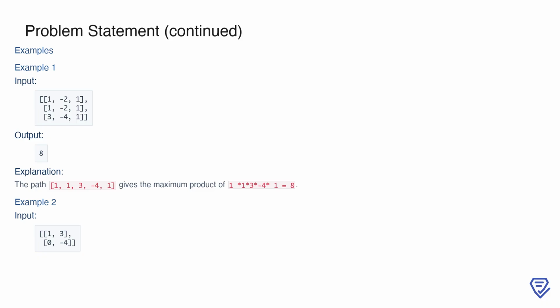To understand this better, let's look at a few examples. First, consider a grid where the input is a 3 by 3 matrix: 1, -2, 1, 1, -2, 1, 3, -4, 1. Here, the output is 8. Why? Because the path that maximizes the product is 1, 1, 3, -4, 1. If we multiply these values together, we get 1 times 1 times 3 times -4 times 1, which results in 8. This shows how we can navigate through the grid and calculate the product along a specific path while adhering to the movement restrictions of only going down or right.